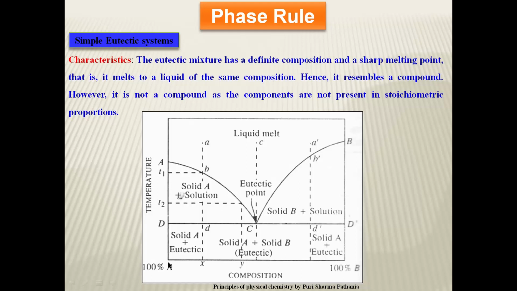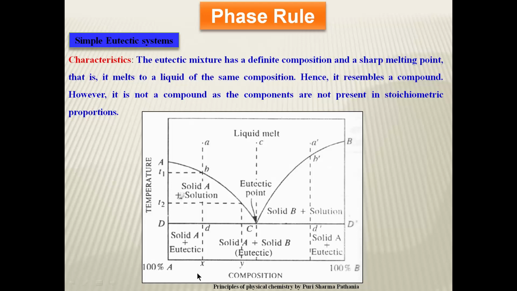Here this is 100% A, that is, pure A is present at this point, and here this is 100% B, that is, pure B is present at this point, and this composition is expressed in terms of percentage. No doubt it can be expressed in terms of mole fraction also. The difference will be that instead of 100 we'll be taking 1 in that case.